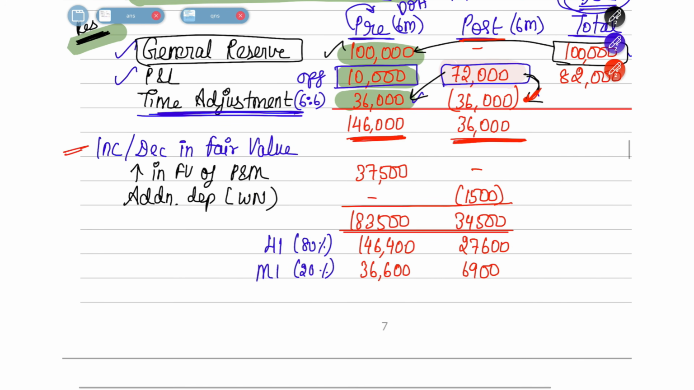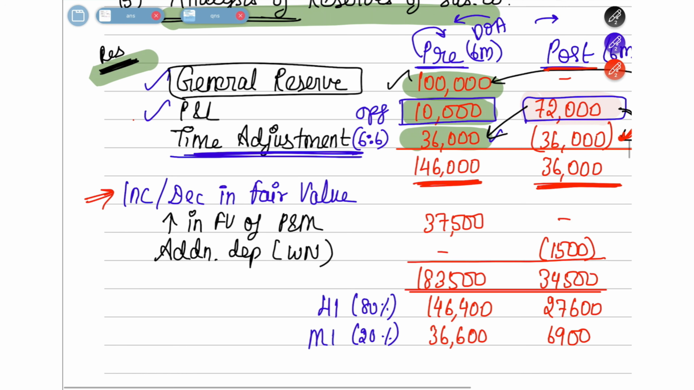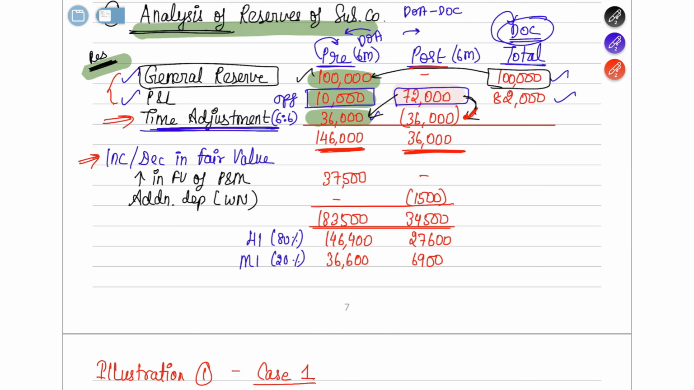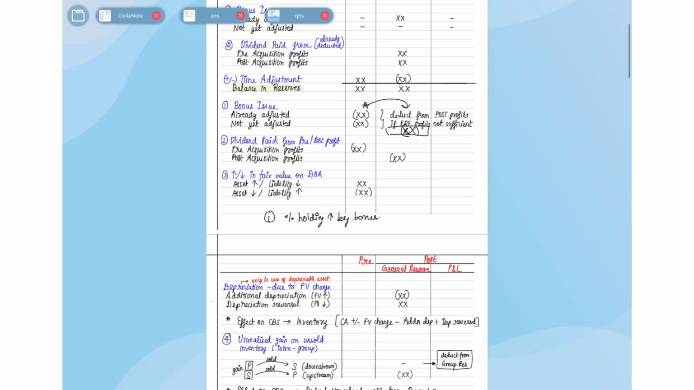Now in our question we had also been given the increase or decrease in fair value. So I told you, first write all your reserves, then do a few adjustments, do the time adjustments. If you see the format, let me just open the format for you once, so we also revise the format as we go on.